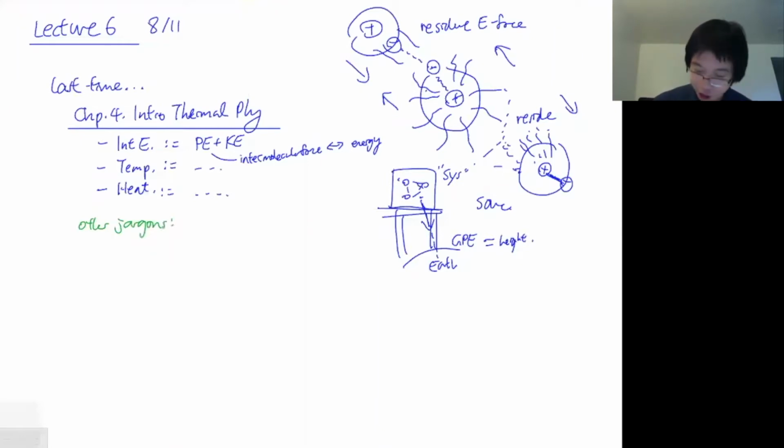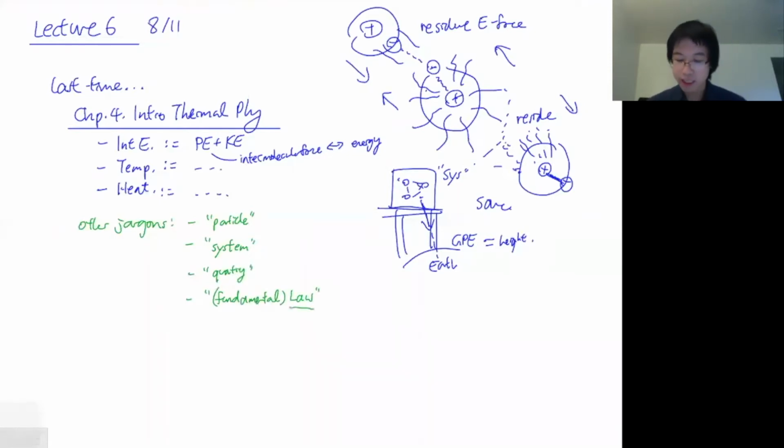This is the takeaway for the course. However, I've also introduced several jargons, like particle. I explained what we physicists mean by particle, what we mean by system, what we mean by a quantity, and one more: what we mean by a fundamental law, or just law in general. We had a brief discussion of these. You will not be explicitly tested on these. I won't have a question asking you to define what a quantity is in physics.